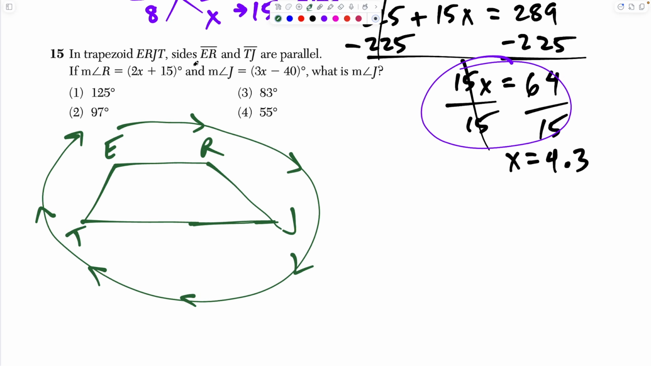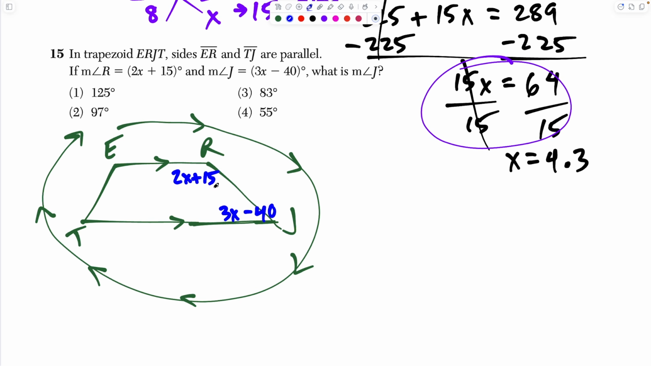So that's very important. Remember, they told us ER and TJ have to be parallel, so I can't just label this any way I want. I have to make sure the parallel sides are like this. So now I can label the angles. They told us the measure of angle R is 2x plus 15 degrees, and the measure of angle J is 3x minus 40 degrees.